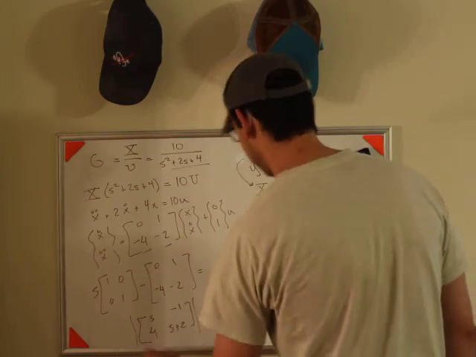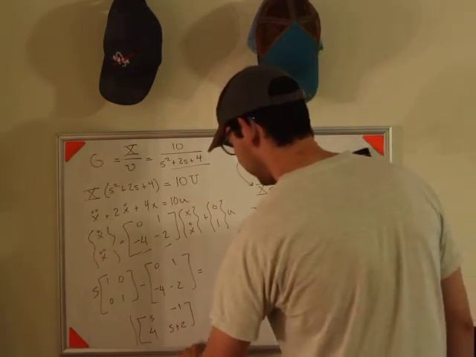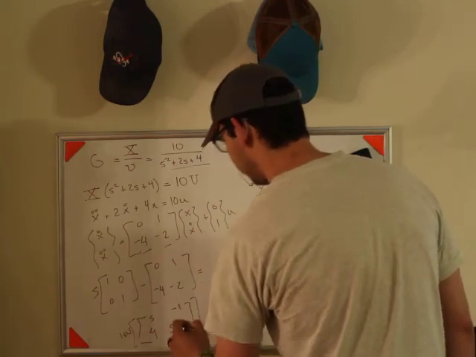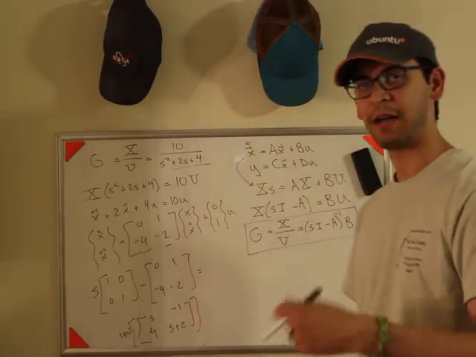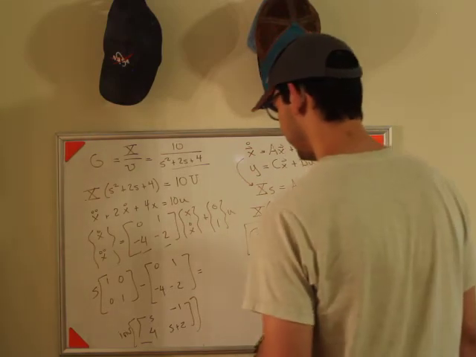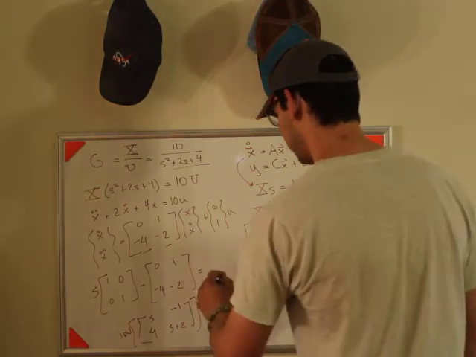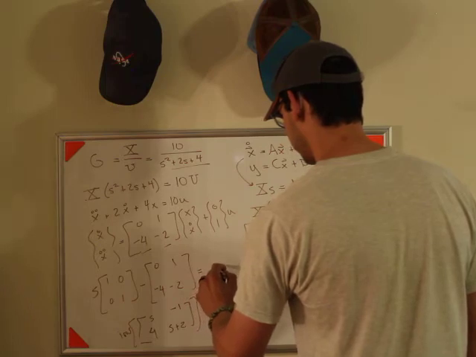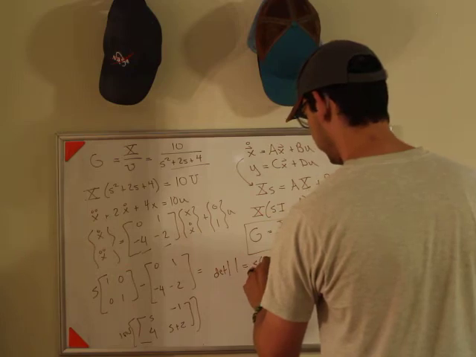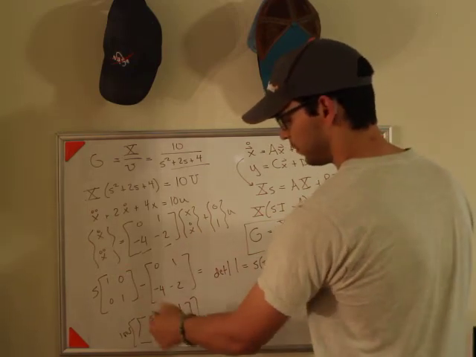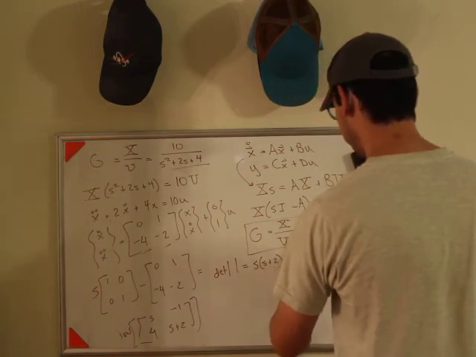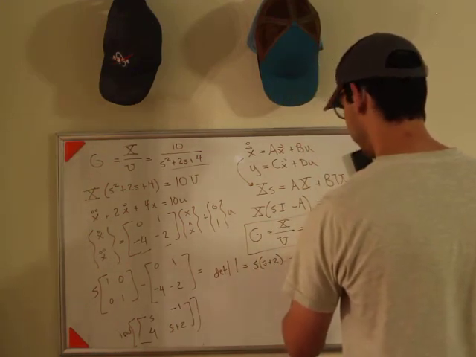And then I need to take the inverse of this, okay? And so, how do you take the inverse of a matrix? Well, first you have to divide by the determinant, and then you multiply it by the adjoint matrix. And so the determinant is the cross product, so you're going to get s times (s plus 2) minus 1 times 4.